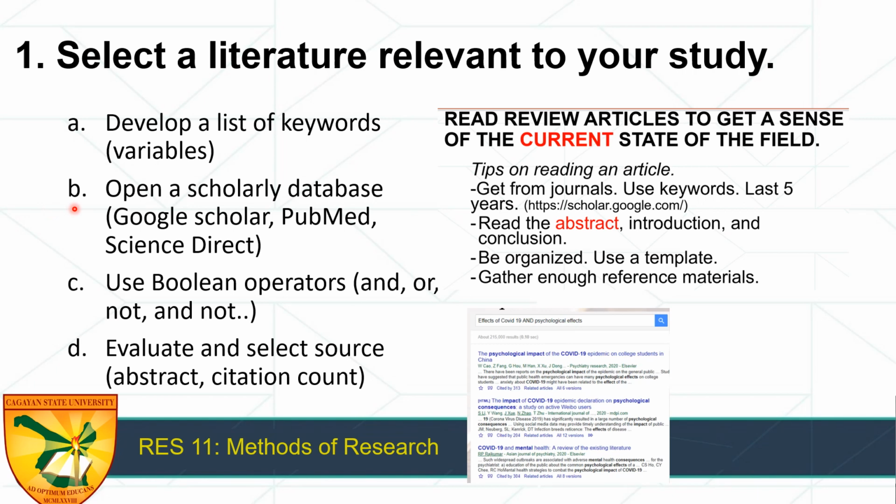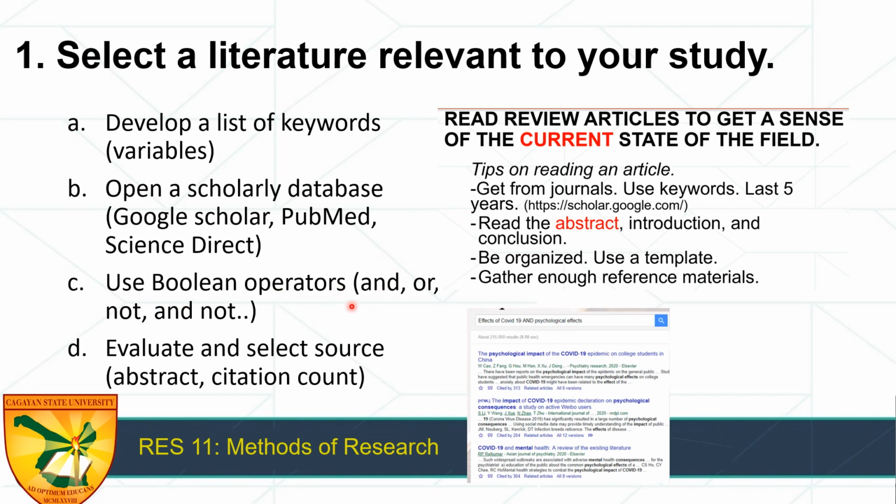And then letter B, open a scholarly database. So it says here scholarly database. This must be peer-reviewed and reliable and valid articles or sources or references. So you can open here your Google Scholar again, then PubMed and Science Direct. Later, I will show you other web pages or sources that you can look into, especially for allied health sciences and education.